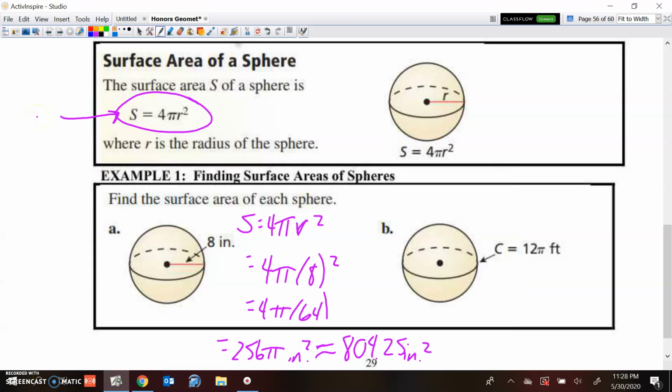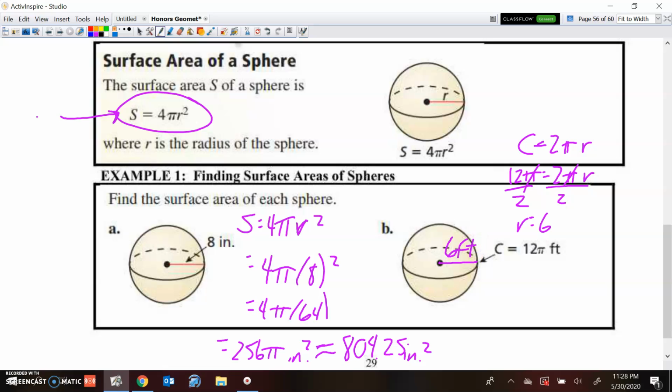Whoops, sorry about that. All right, so continuing on, we're going to go ahead and look at letter B. And this one, they give us that the circumference is 12 pi. With that in mind, I'm first going to keep in mind my circumference formula is 2 pi r. I'm going to substitute in 12 pi for circumference, 2 pi r, and I'm solving for the radius. So my pi's are going to cancel. I can divide by 2, and I find that the radius of this sphere is going to be 6 feet.